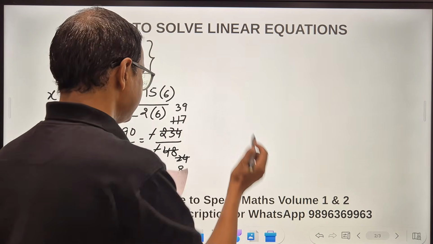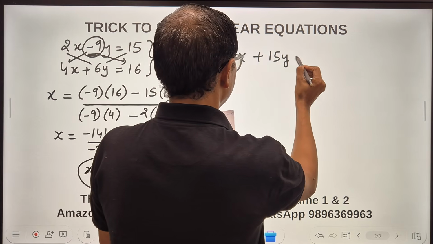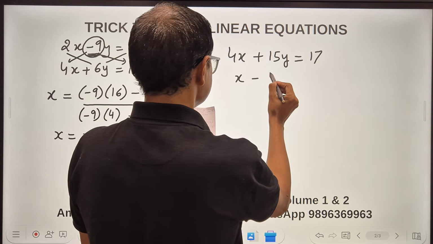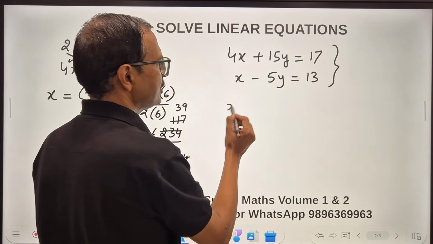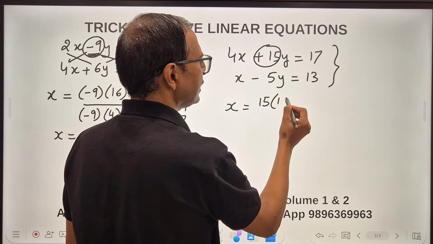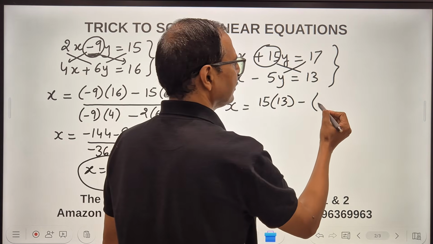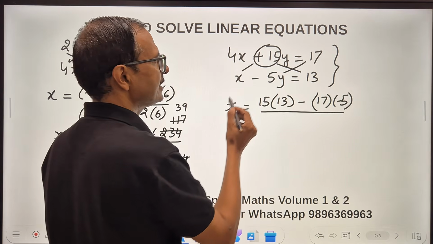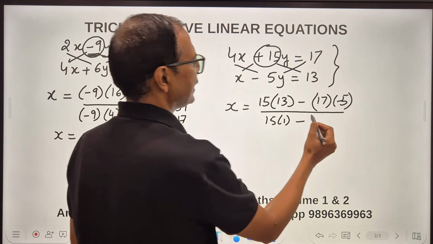Can we try once more? Let's check. Suppose we have 4x plus 15y equal to 17, and x minus 5y equal to 13. Now I want to find the value of x. So x equals, start with the 15 here, go across like this, 13 minus 17 times minus 5, like this, and in the denominator go across like this, 15 times 1, 15 only. Put a minus, 4 times minus 5.